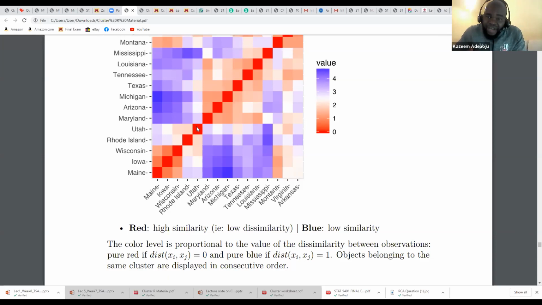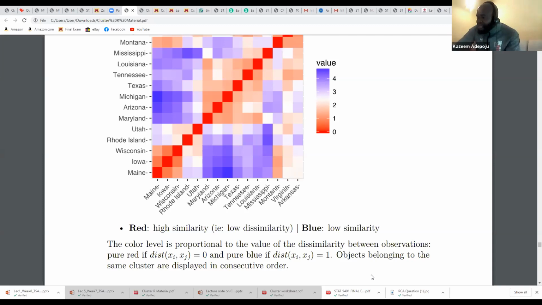before we can put a particular state in a group. It doesn't need to be pure red, because pure red means I'm still talking about the same state. For pure red, the distance is going to be 0. And pure blue means the distance is going to be 1. For your information, here we are talking about the distance of standardized variables.